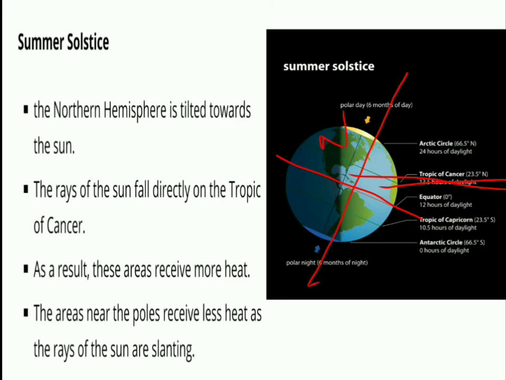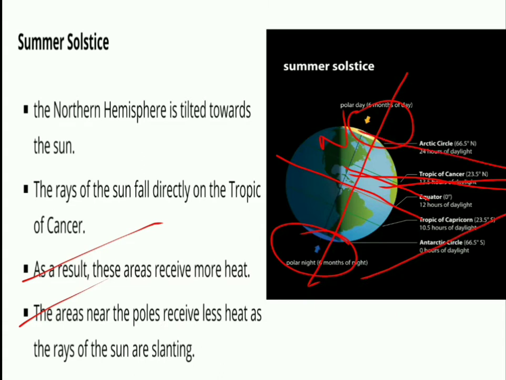As a result, these areas receive more heat. So in the northern hemisphere, particularly the Tropic of Cancer receives the sunlight, and its climatic and weather condition is too hot, and areas nearer the poles receive less heat because the sun's rays reach them in a slanting manner. So this is called the summer solstice.